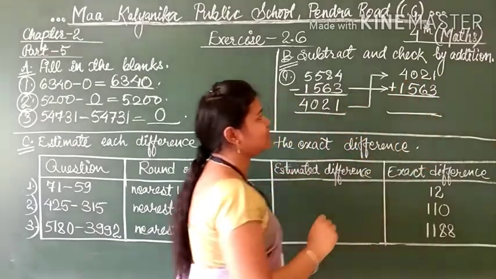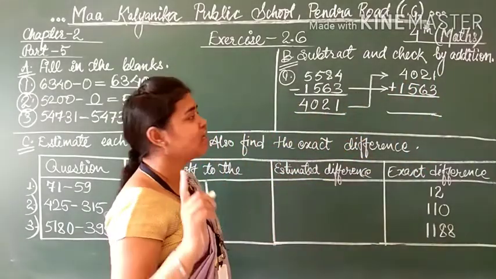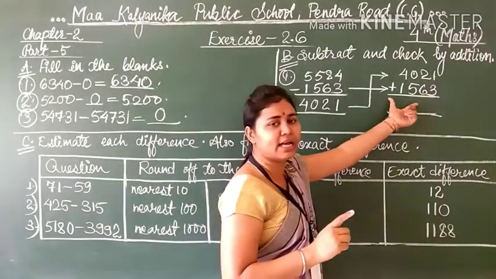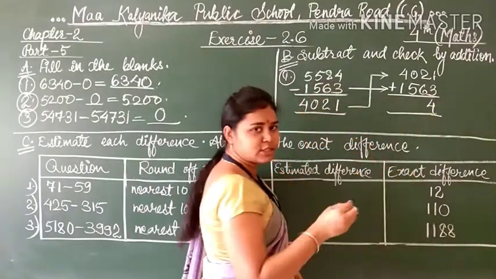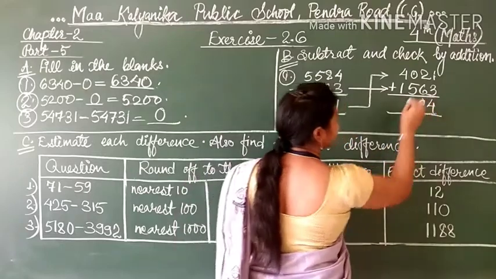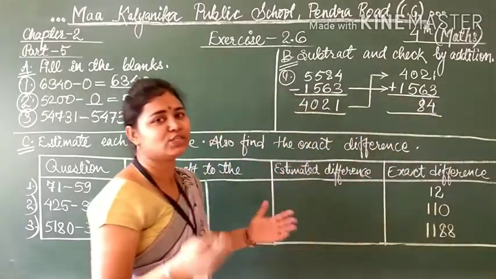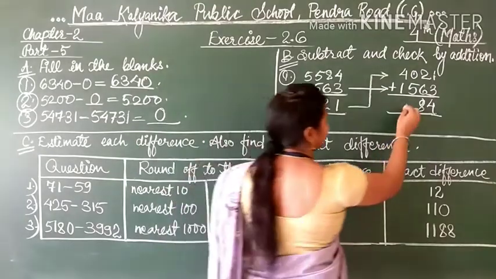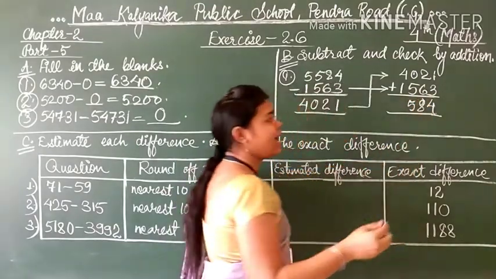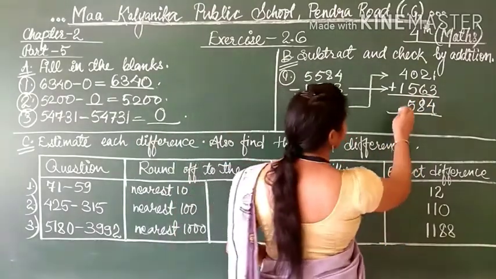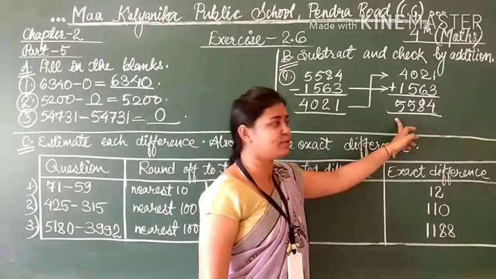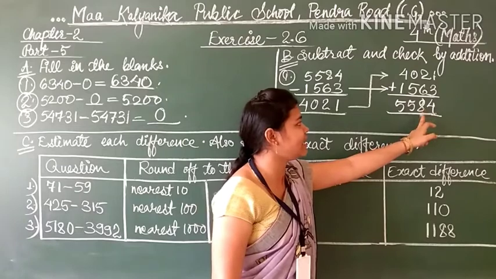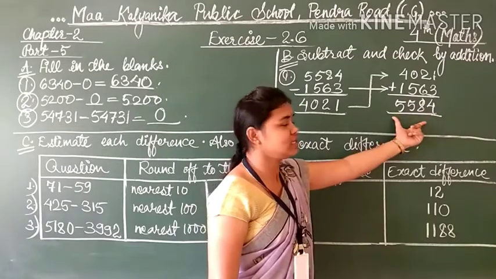Addition will be done for checking. So 3 plus 1 is 4, 6 plus 2 is 8, 5 plus 0 is 5, same number. Okay, and 4 plus 1 is 5. So the answer I received here is 5584.